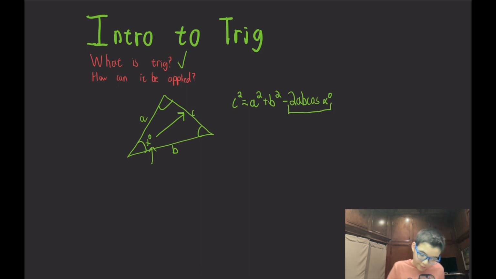So let's see if the Pythagorean theorem works in this case. Let's try a right triangle. Let this be x degrees.